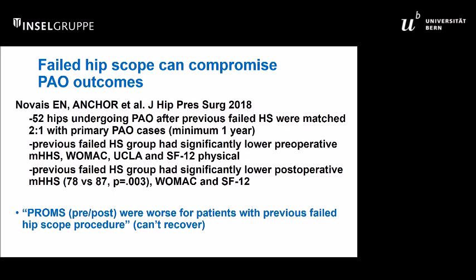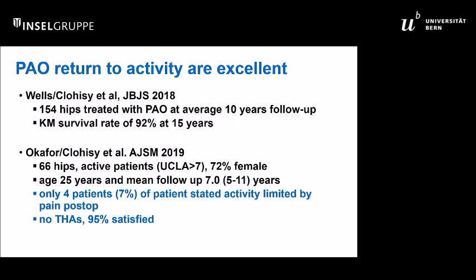Unfortunately, failed hip arthroscopy can compromise our outcomes of PAO. So this is previous work from Eduardo Neves in ANCHOR matched groups, about a 10-point difference in Harris hip at the end stage, depending if you had previous surgery. So it's not as simple as trying a hip arthroscopy and we can save it down the road.